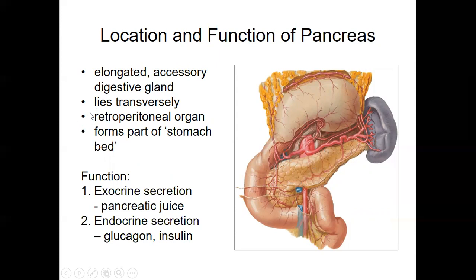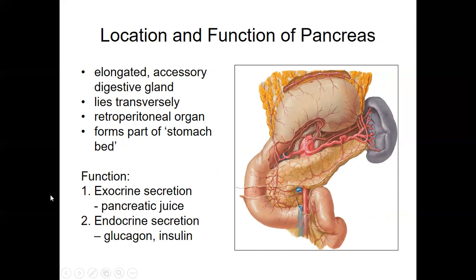It lies transversely. The thing you have to remember about the pancreas is that it is a retroperitoneal organ. I hope you know what retroperitoneal means. It means that it is only partially covered by the peritoneum. It's not fully covered; only the front part is covered by the peritoneum. The pancreas forms part of the stomach bed.